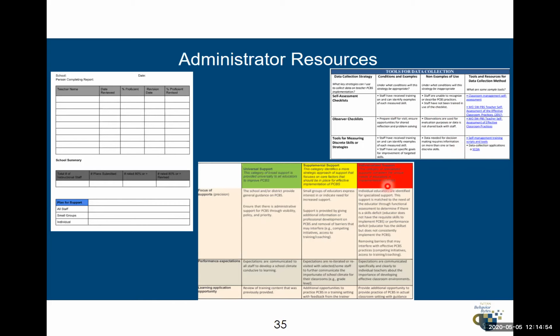And then this is a document in there that just talks about what are different levels of support and how might that look within my building or my district. And it does start out with that universal level of support for all, that supplemental level of support, and then finally that individualized level of support that could be available to implement classroom management.